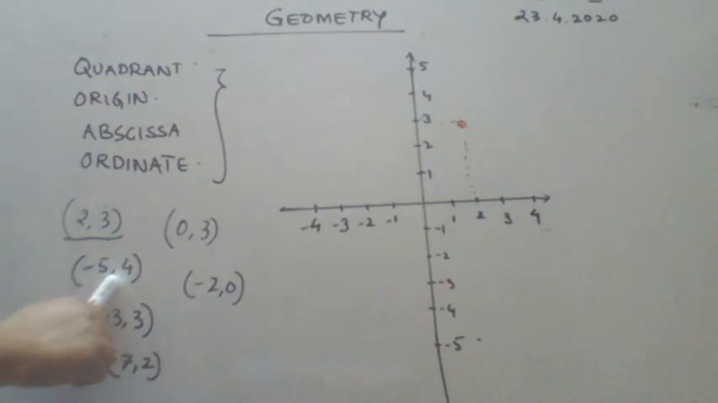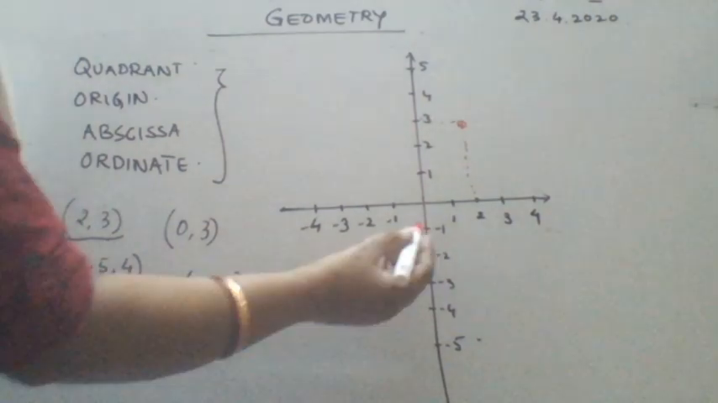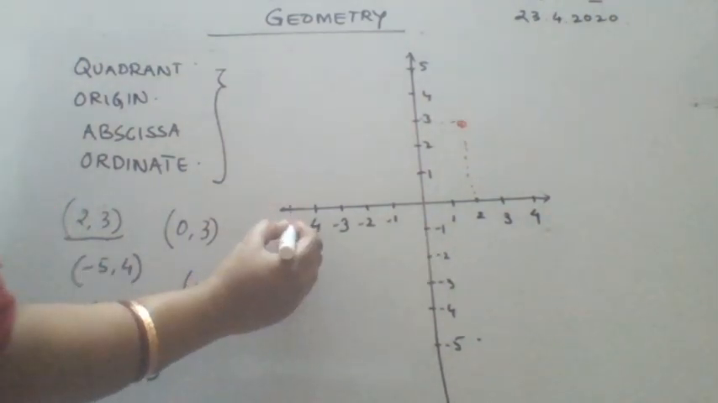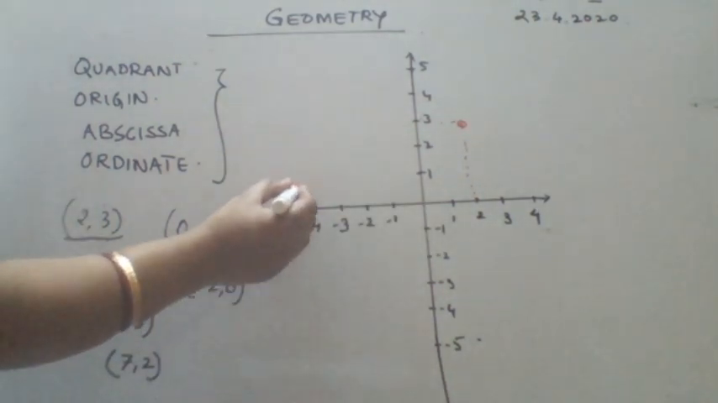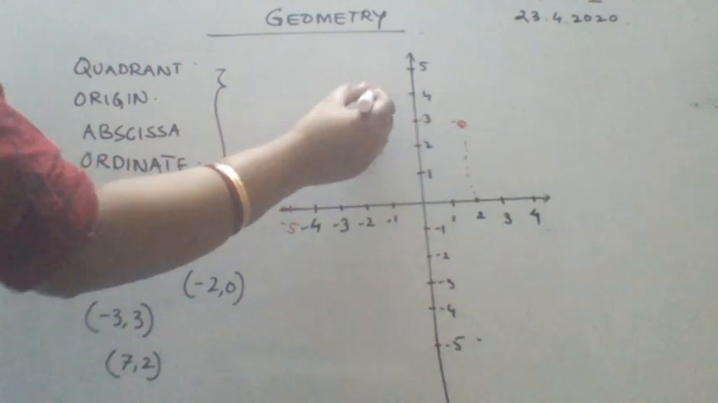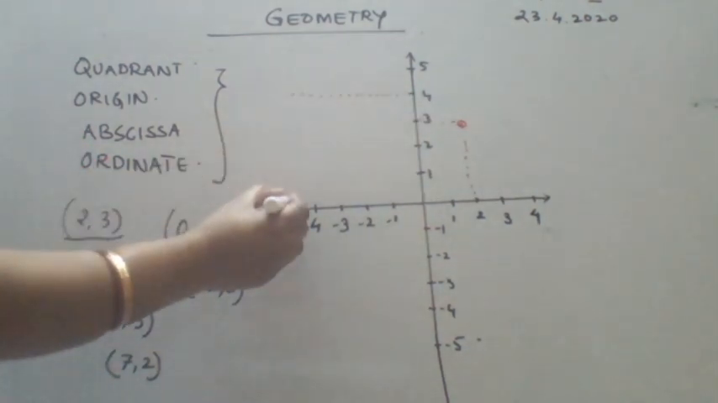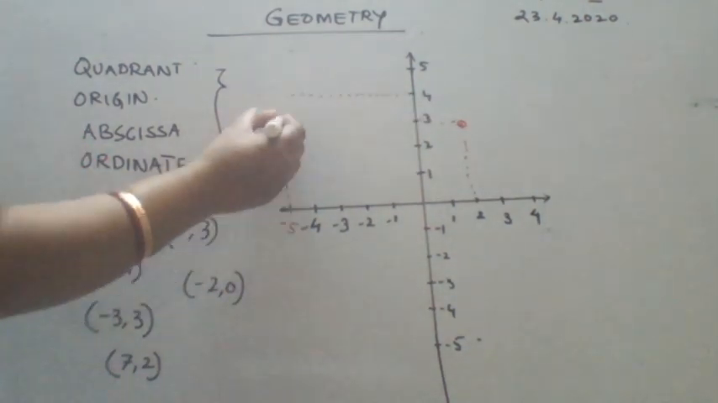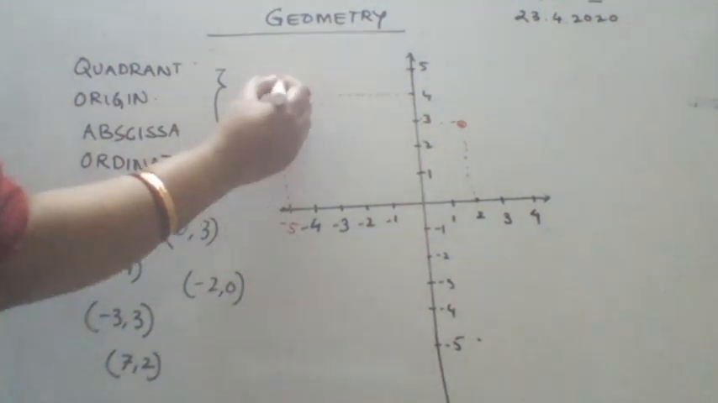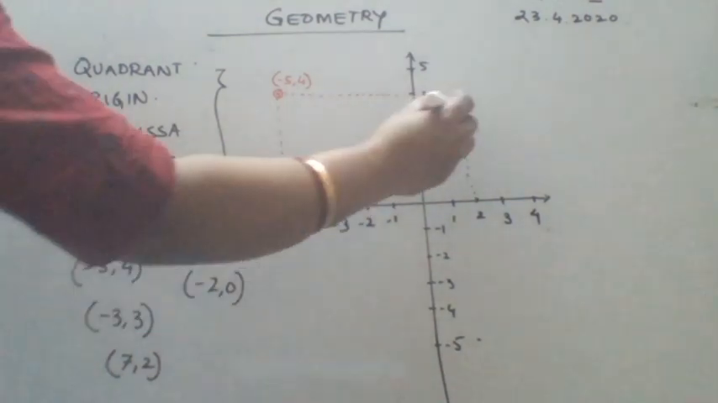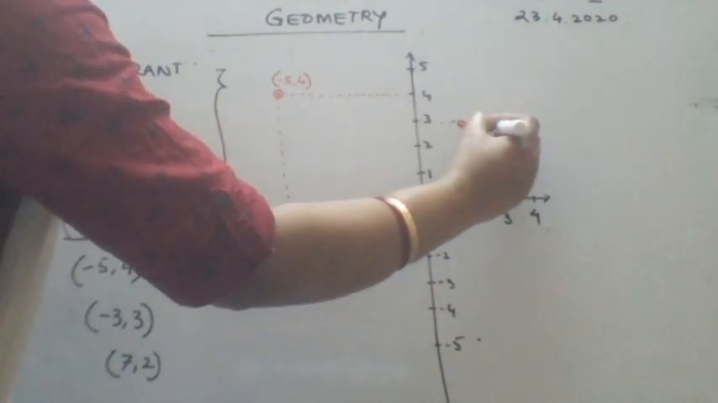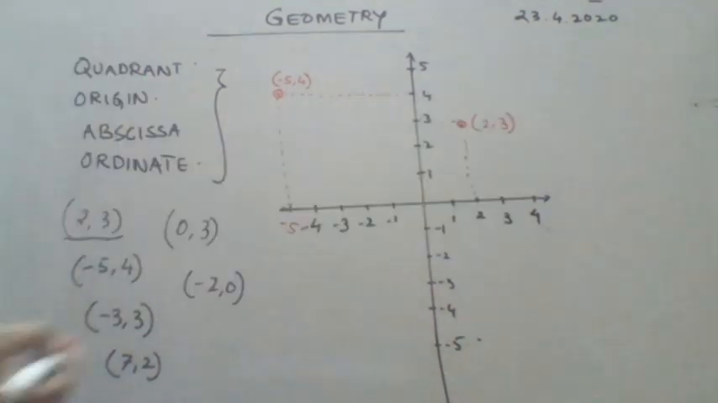Then you have (-5, 4). Minus 5 is this point. First of all you come to the x-axis, -5. Then you have to look for the 4. So this is the 4 and this is your -5. In this way this point is going to be (-5, 4), and this point is your (2, 3). This is how you are going to plot the points.